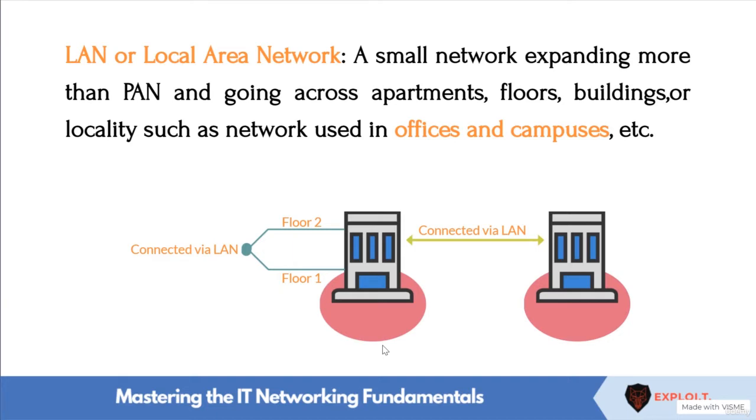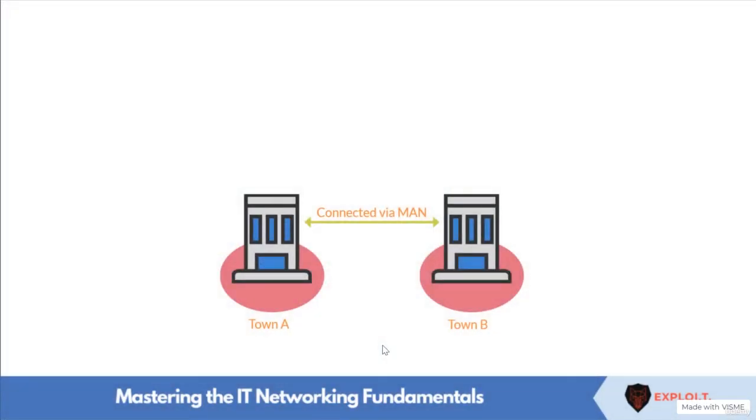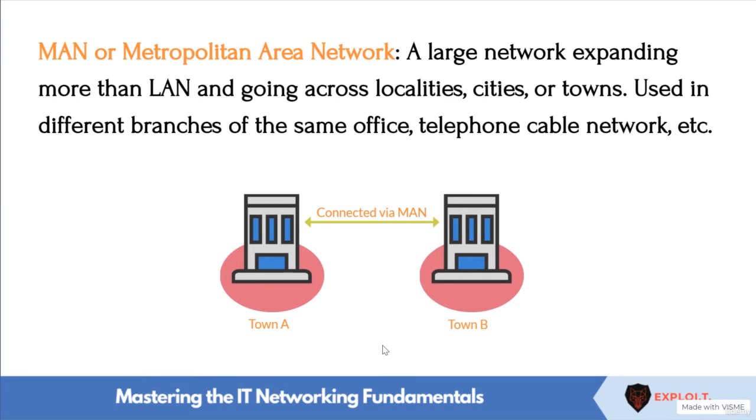So we have talked about PAN, we have talked about LAN. Now moving towards the next one, that is MAN. MAN or Metropolitan Area Network is bigger than a LAN. It is just like LAN, but it is bigger and it expands across single or multiple cities, towns. So it is just like LAN, but where LANs can cover different buildings, offices, or localities, a MAN expands over multiple cities.